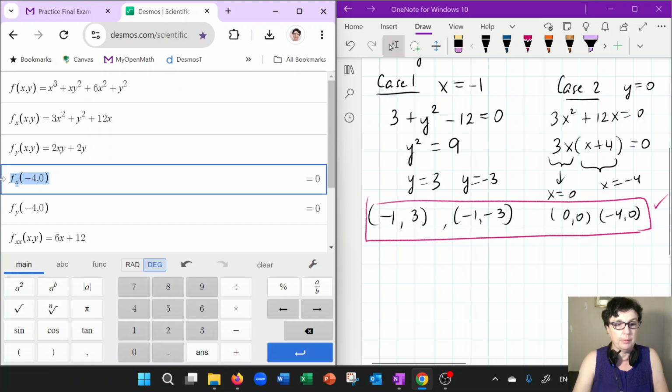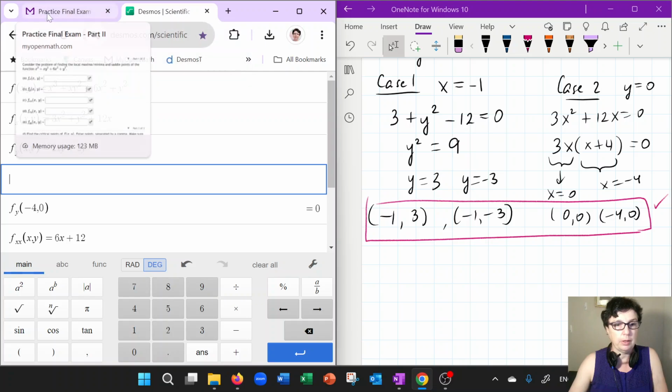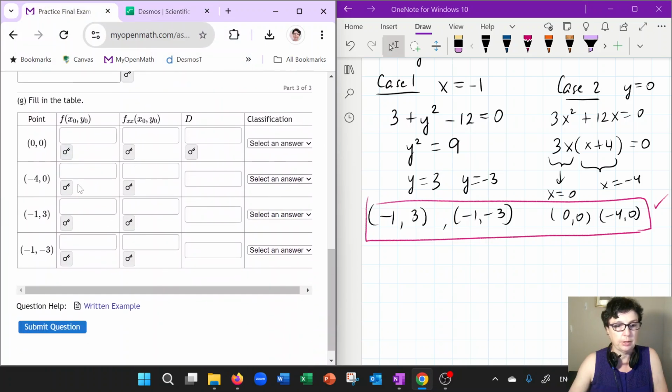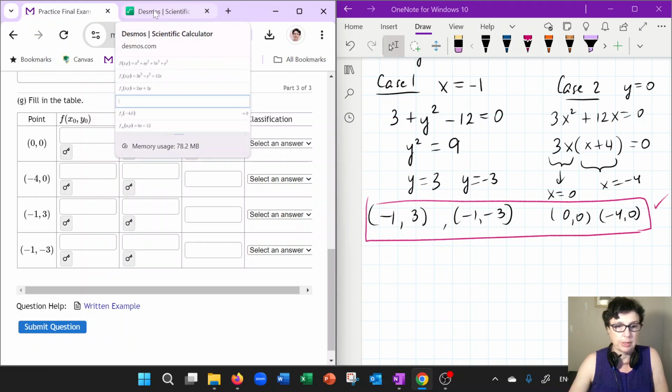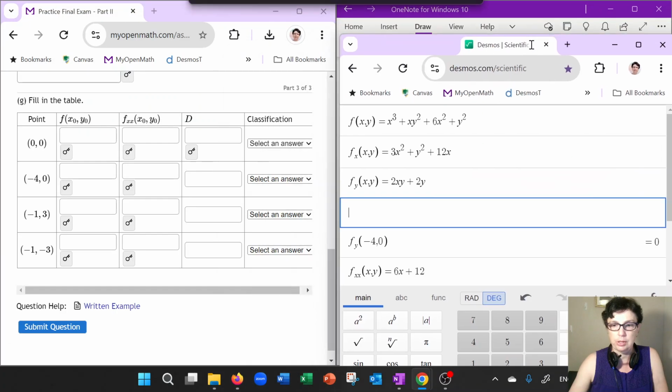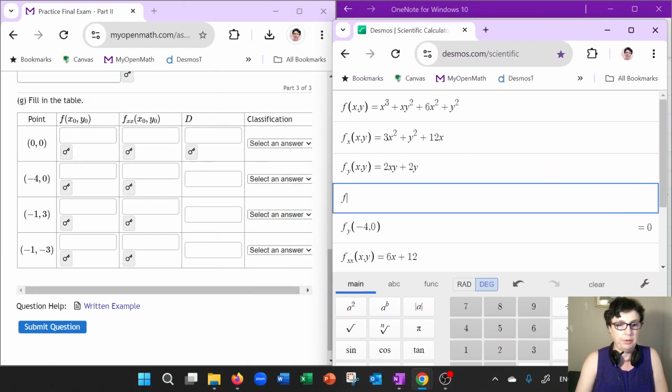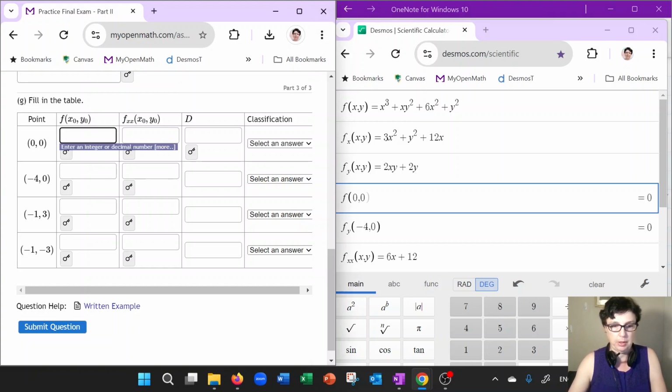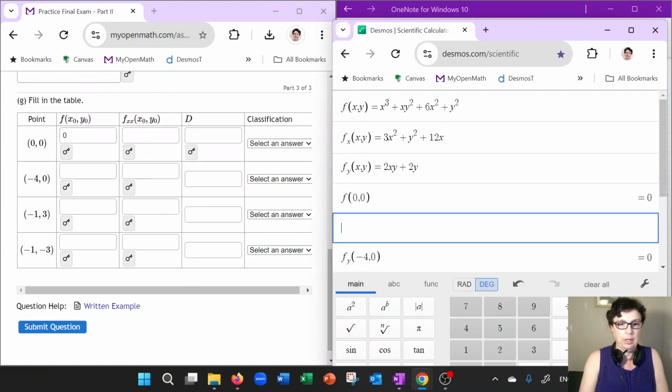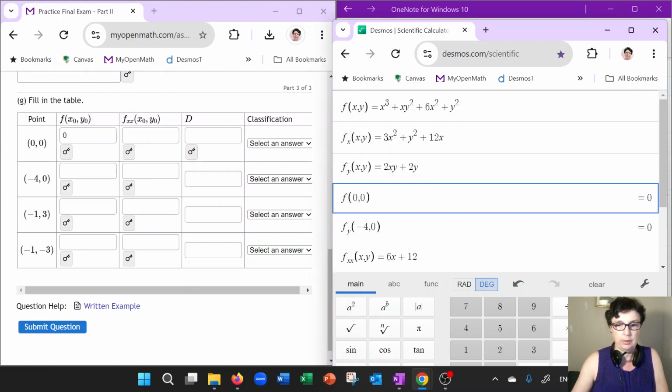Okay. All right. But first, if you want to go ahead and enter that here. So we've got the points: (-4, 0), (-1, 3), (-1, -3). So it wants you to evaluate the original function. That's fine because I already have it here. So I'll just put that here. And so the original function at every one of these. So let me just start typing them here.